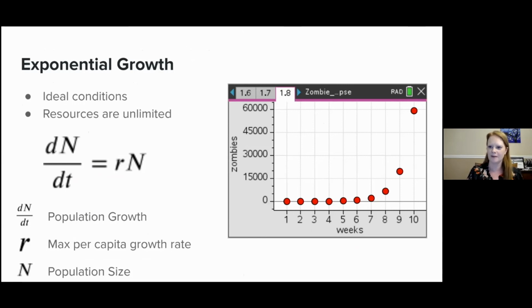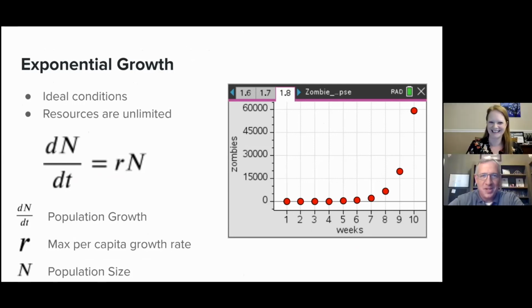So if we're talking about zombies, what are the things that zombies need? When you say resources, do you mean humans that they eat? Yes, they need food. So food is a resource. If zombie populations are increasing, they're eating their food. They have unlimited resources and plenty of humans to munch on. In this case, we have a time range of about 10 weeks, and our zombie population is increasing, getting close to about 60,000 in 10 weeks.